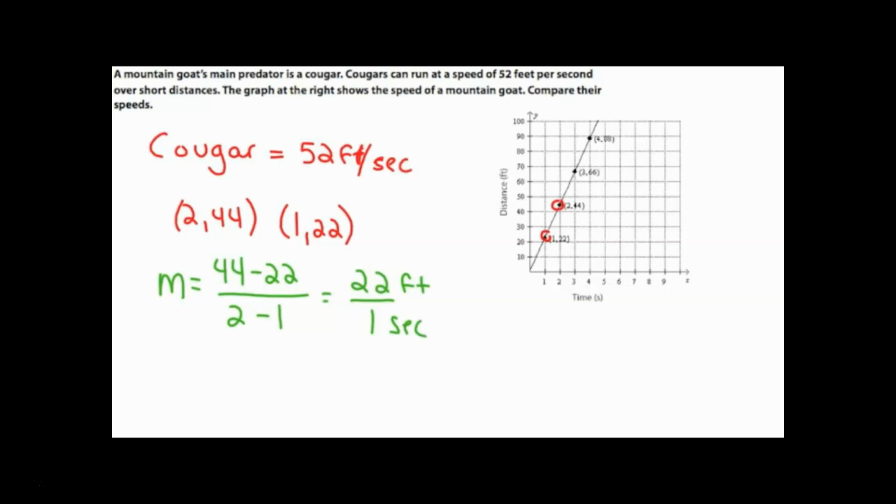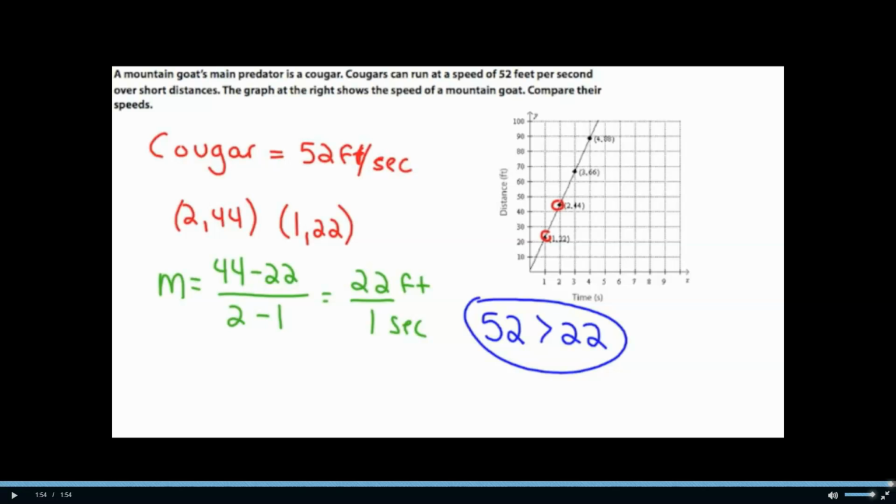Now if we compare this to the cougar, 52 feet per second is greater than 22 feet per second. So what this means is that the cougar can run faster than the mountain goat over short distances. Thank you for using McGraw-Hill Personal Tutors.